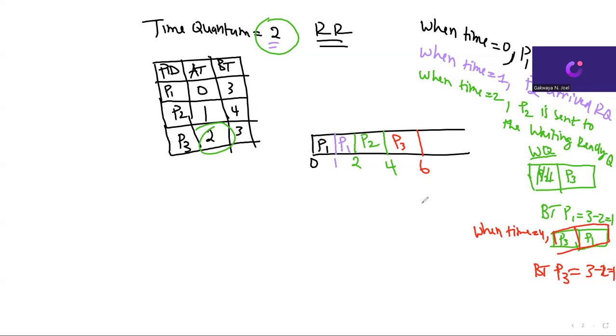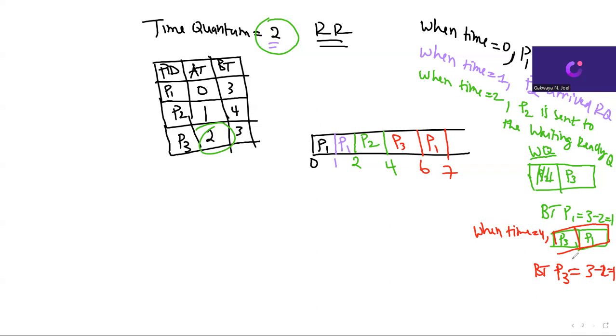Now, when the time becomes 6, P1 is going to start once again, right? So when P1 starts here, P1 remains with how much? P1 remains with 1 time here. So we take P1, and P1 will go up to 7. We take only 1 time, right?